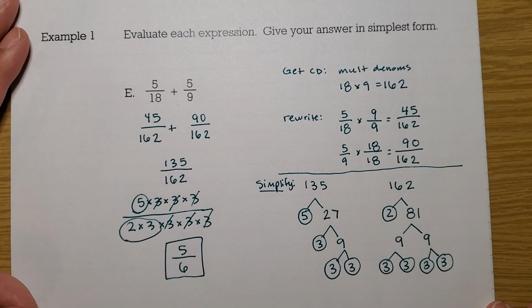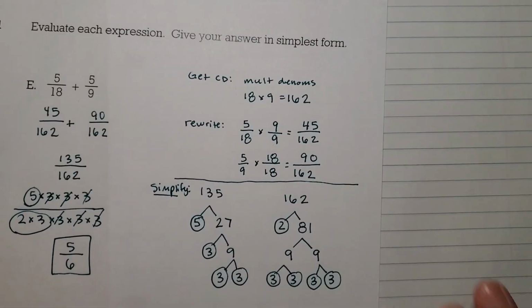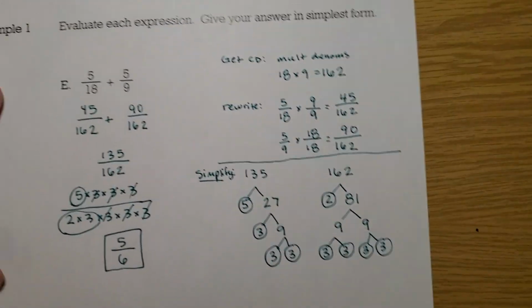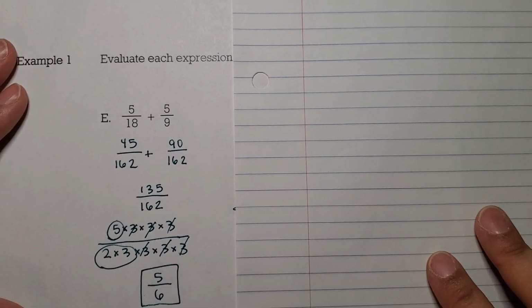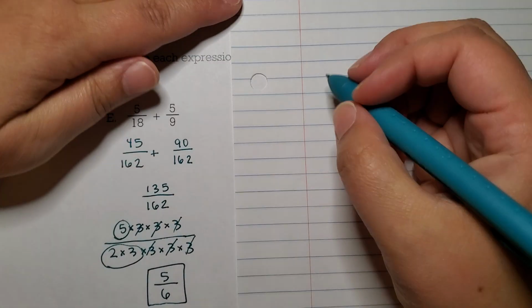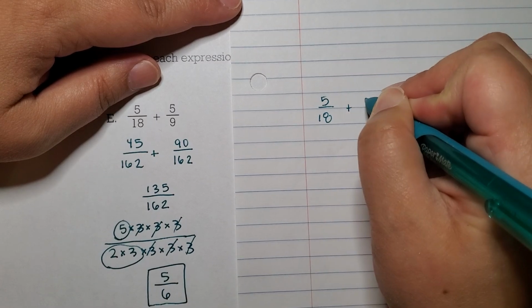Okay, now I said we were going to do this example in another way. So, oh golly, let me hit the screen there for a moment and pull out some paper, and let's work through it another way and see if we get the same answer. So we had 5/18 plus 5/9.